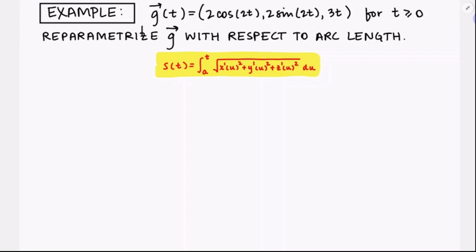And then we'll need x prime, y prime, and z prime, so we're going to need to take the derivative of g, and I'll do that off to the side. And I'll get negative 4 sine of 2t, 4 cosine of 2t, and 3. You need to be careful about the chain rule there.